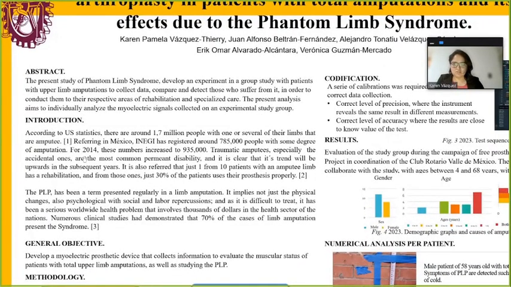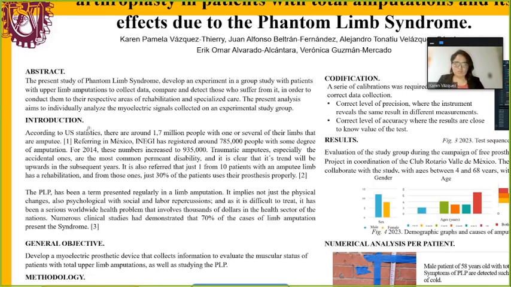According to the US statistics, there are around 1.7 million people with one or several of their limbs amputated. Referring just to Mexico, the INEGI has registered around 785 million people with some degree of amputation, and traumatic amputees, especially the accidental ones, are the most common permanent disability. These numbers are increasing year by year.